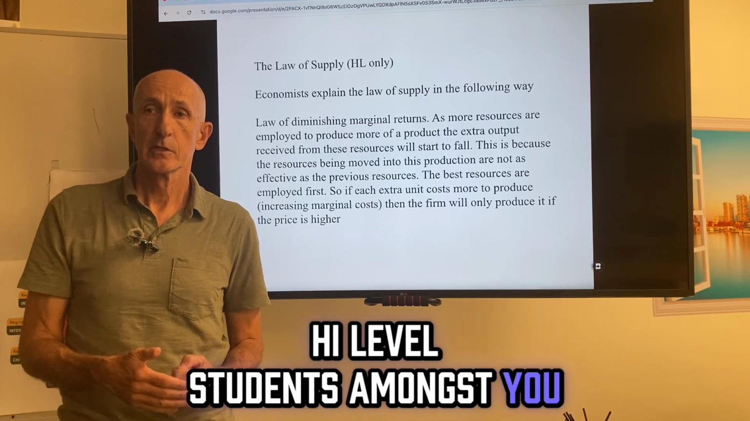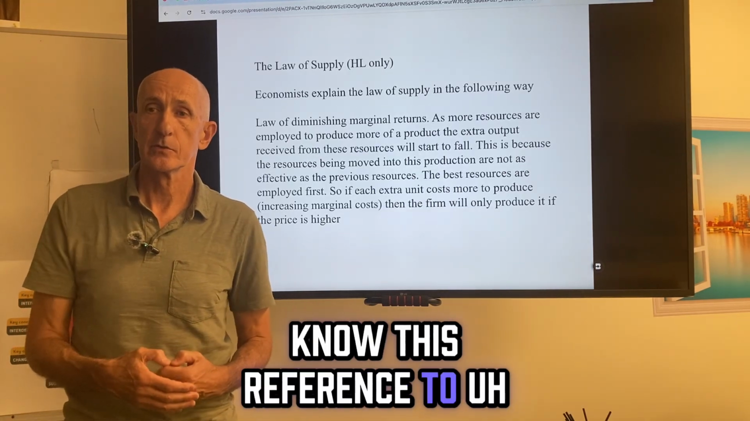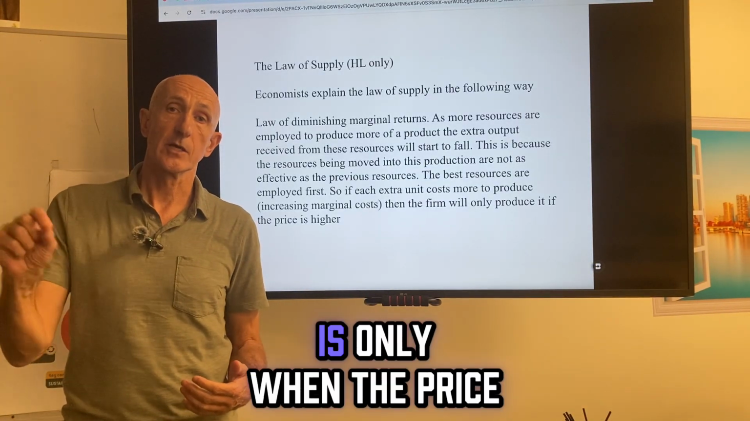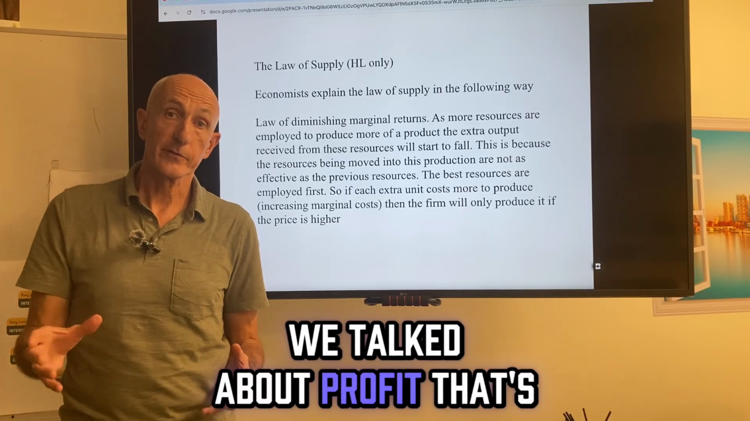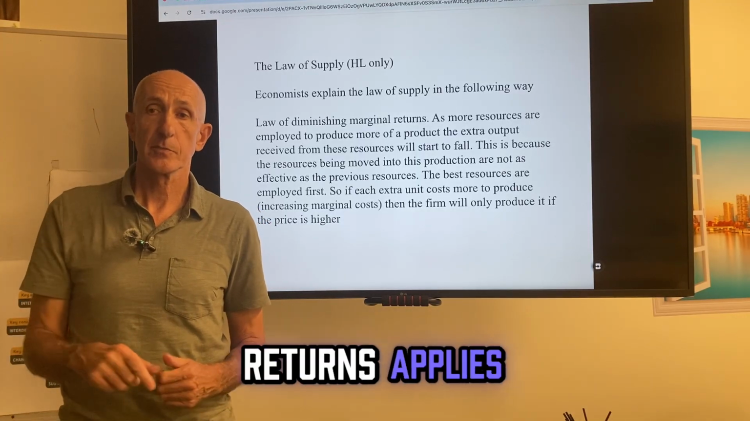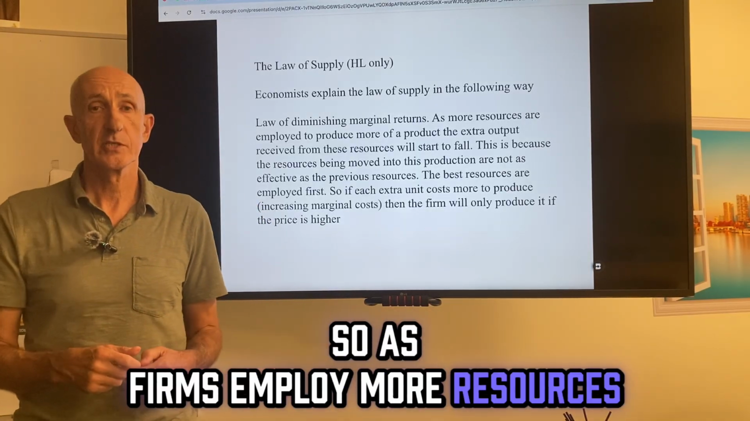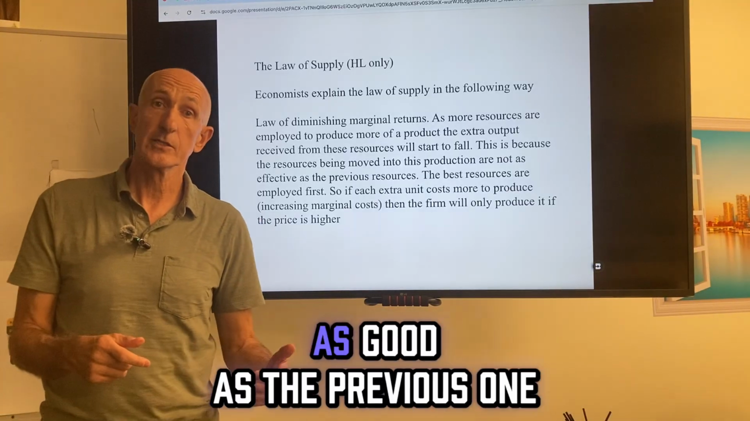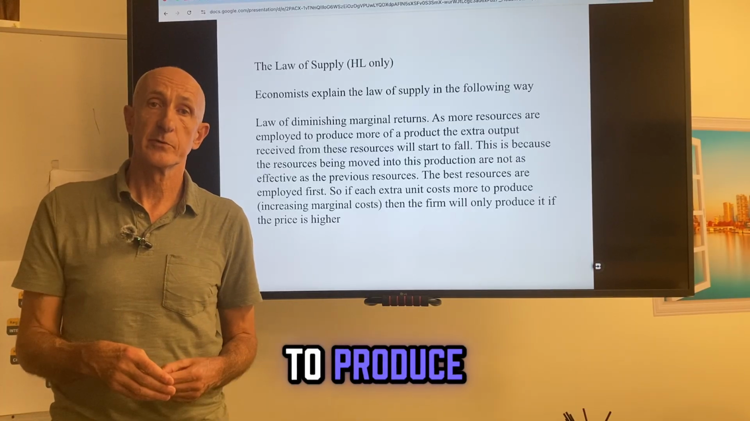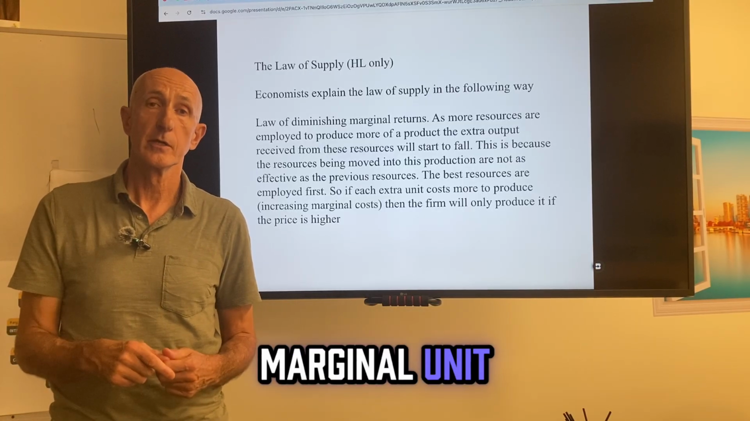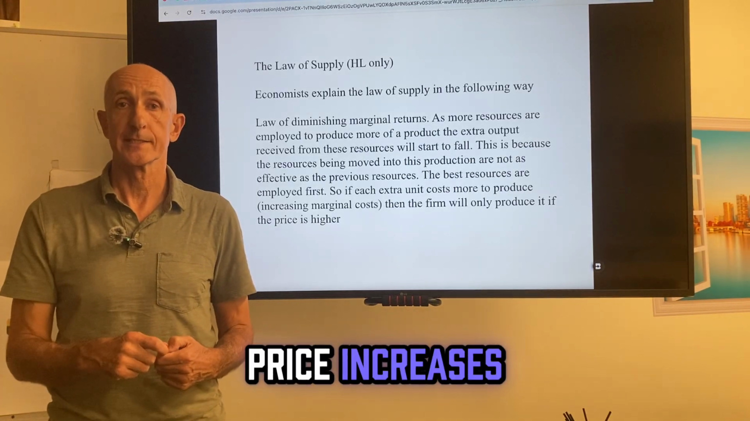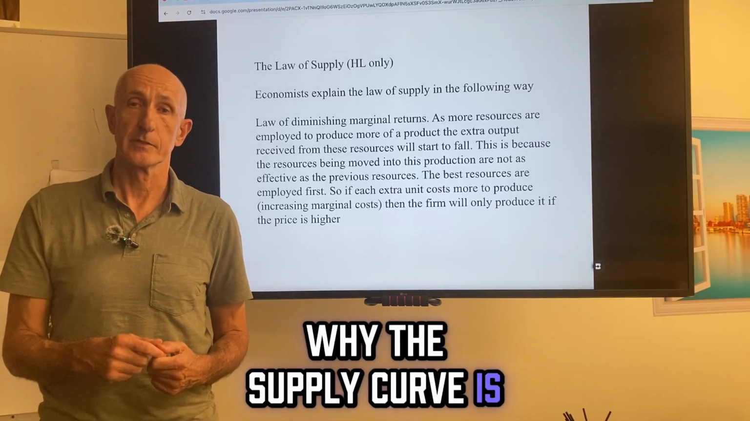Higher level students amongst you will just need to know this reference to the law of diminishing marginal returns. It's another way of explaining why supply increases only when the price goes up. We talked about profit, that's one sort of motivation, but there's also a view that the law of diminishing marginal returns applies. So as firms employ more resources, each extra resource they employ is not quite as good as the previous one. They've employed all the good ones first. So it costs them more effectively to produce one more unit, the marginal unit. So the only way they can be encouraged to produce more, to supply more, is if the price increases. And that also then explains why the supply curve is upward sloping.